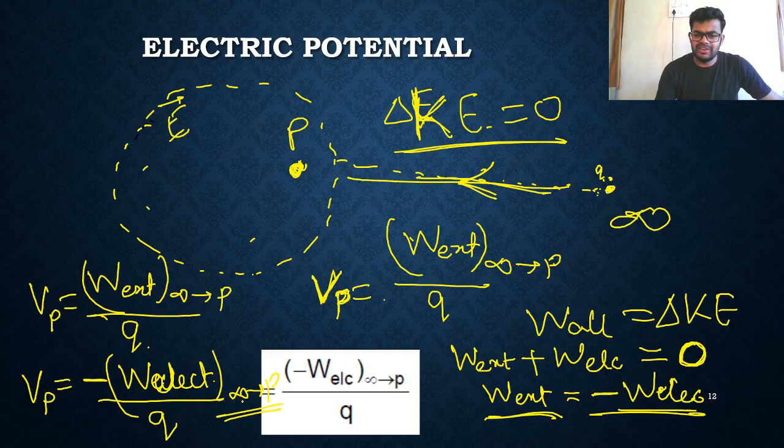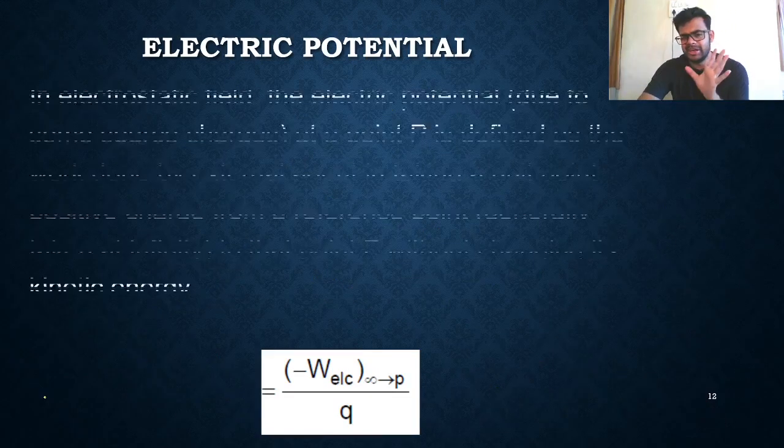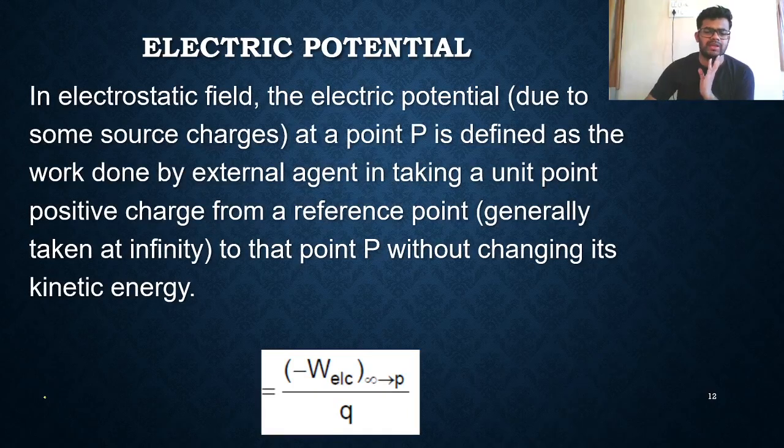Another definition: the negative of work done per unit charge by the electric field in bringing a charge from infinity to a point in an electric field without changing its kinetic energy. That's all. Anyhow, this mathematical definition you remember, that's okay. Yeah, so let us read it.